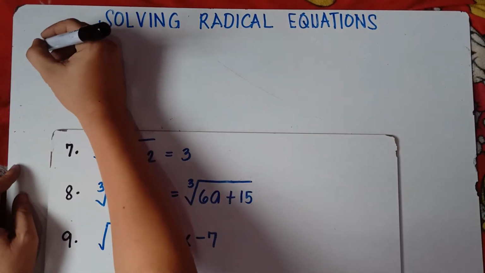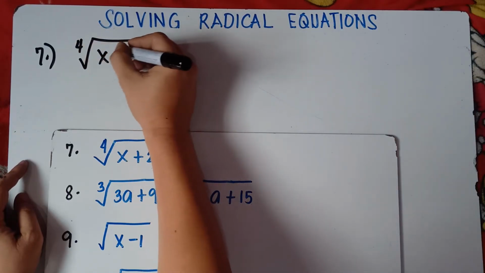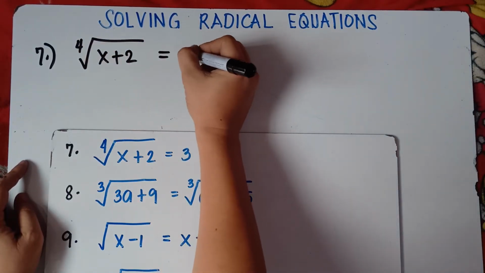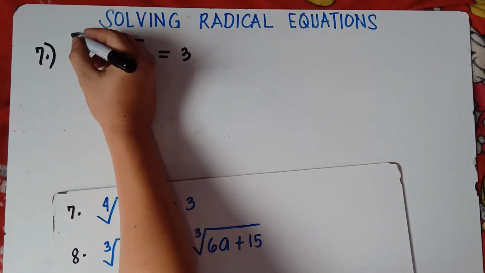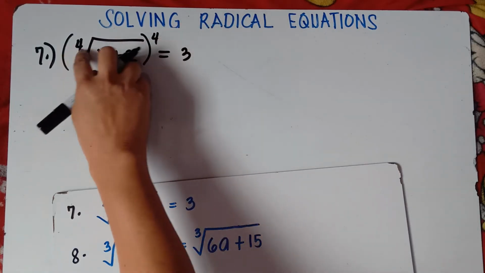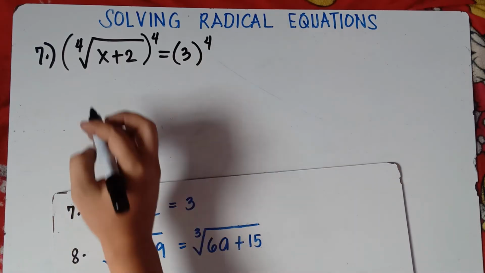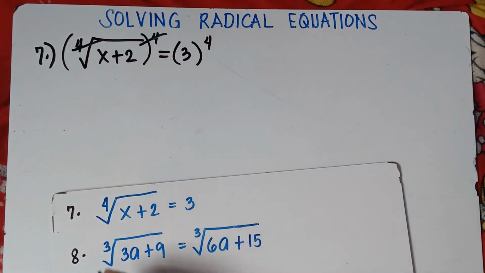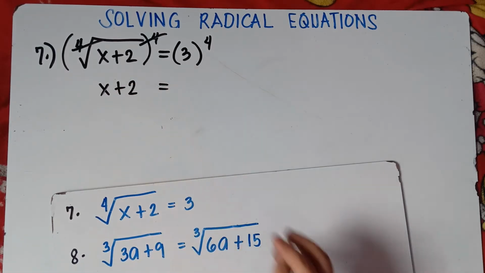Alright, so let's try number 7. So we have the fourth root of x plus 2 equals 3. Now since we have the fourth root, the thing that we will do is the exponent here should be raised to the power of 4 so that we can cancel this out. So this will be 3 raised to the power of 4. So we cancel this out. And the remaining equation will be x plus 2 equals 3 raised to the power of 4, class.